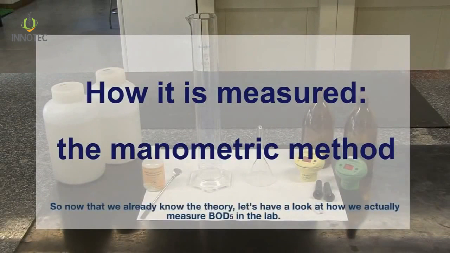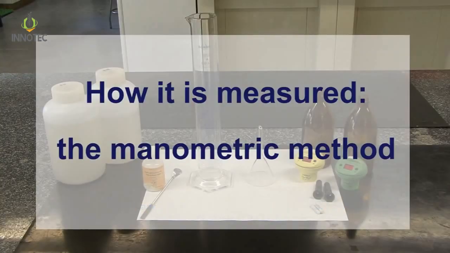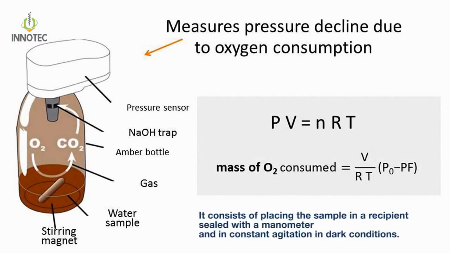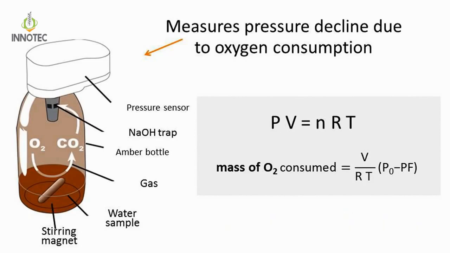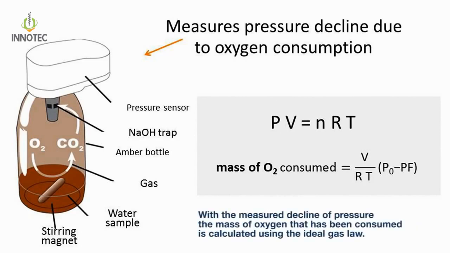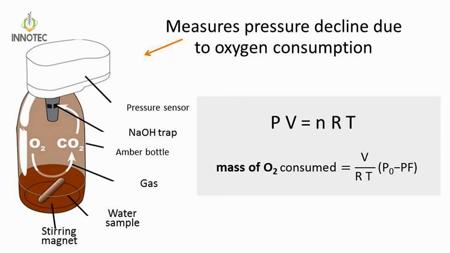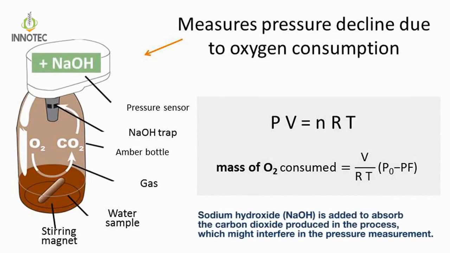So now that we already know the theory, let's have a look at how we actually measure BOD 5 in the lab. It consists of placing the sample in a recipient sealed with a manometer and in constant agitation in dark conditions. The manometer measures the decline of pressure inside the recipient caused by oxygen consumption. With the measured decline of pressure, the mass of oxygen that has been consumed is calculated using the ideal gas law. Sodium hydroxide is added to absorb the carbon dioxide produced in the process, which might interfere in the pressure measurement.